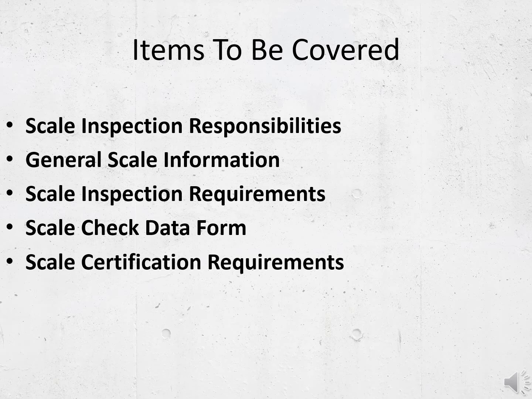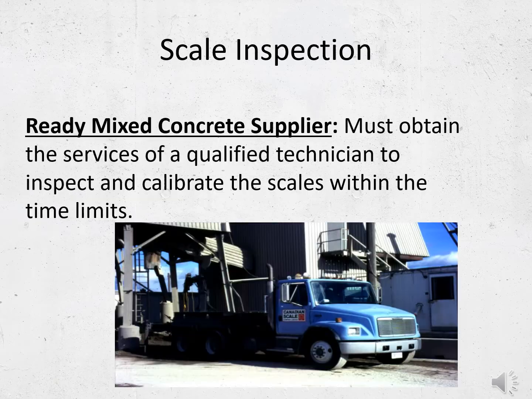In this section, we'll review the key components and requirements for proper and timely scale inspections as they pertain to this certification process, including stakeholder roles and responsibilities and documentation submissions. The producer is responsible for retaining the services of a qualified technician and scale maintenance and calibration firm to assess the condition and accuracy of the scales within the time intervals prescribed in this plant certification checklist.